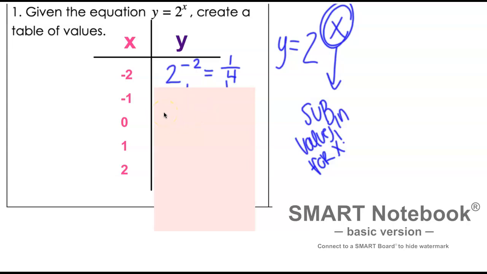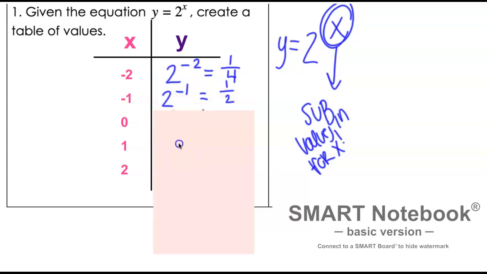Then you're just going to continue to do the same thing. So I want you right now, the video is going to pause. You're going to take these values for x and substitute them into your exponential function to fill in the table. All right, your table should be filled in now. So now we'll go ahead and go through the answers.